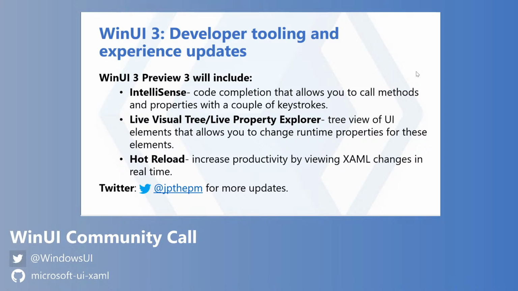Today I'll be talking about some tooling features coming in WinUI 3 Preview 3. These features are IntelliSense, which is code completion that allows you to call methods and properties with a couple of keystrokes. We also have Live Visual Tree and Live Property Explorer, which provide you with a tree view of the UI elements in your app and allow you to change the runtime properties for these elements. And then finally, we have Hot Reload, which is all about productivity and allows you to see XAML changes in your app without having to build and redeploy every time. And the changes that you make in the code will be reflected in real time in your running app.